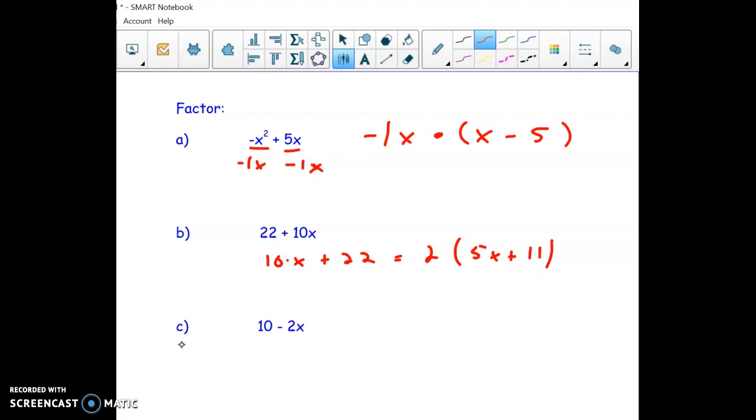Okay, so that's a little trick, and that's going to be the same thing on C, where you want to rewrite it first with the x part first and the constant last. And then again, this one has a negative out front, so I want to pull out not regular 2, but -2. If we divide that out here, we'll have x and then -5.